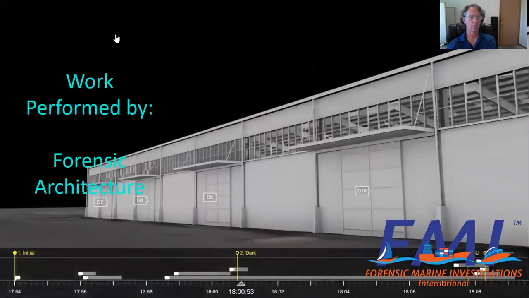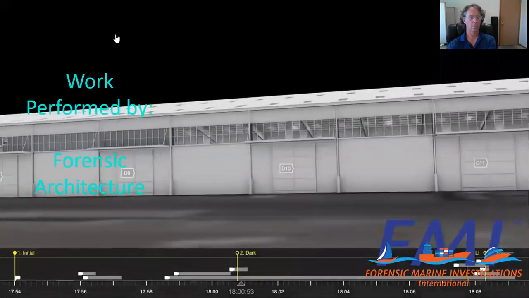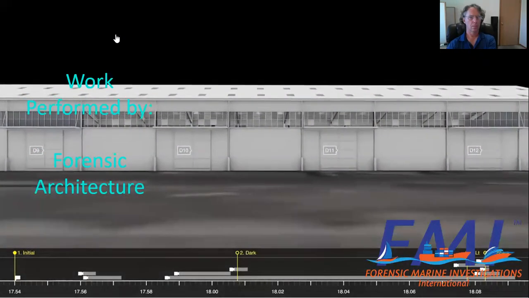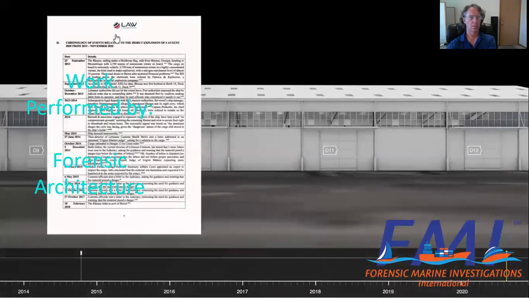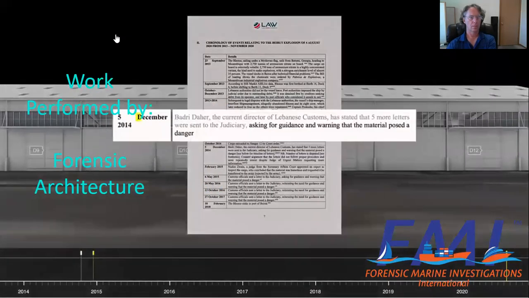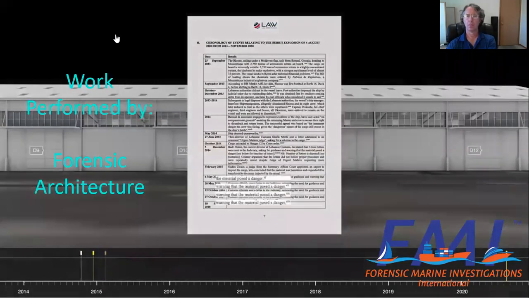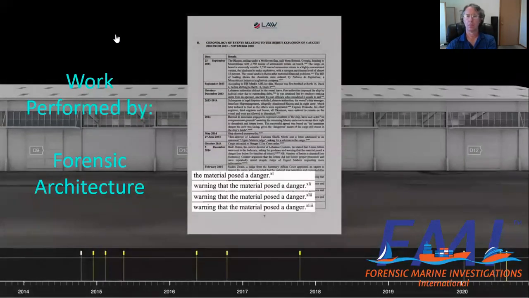The 2,750 tonnes of ammonium nitrate were unloaded to this hangar in October 2014. And, as early as December of that year, various port and customs officials warned of the dangers posed by its storage. Many subsequent warnings were issued.